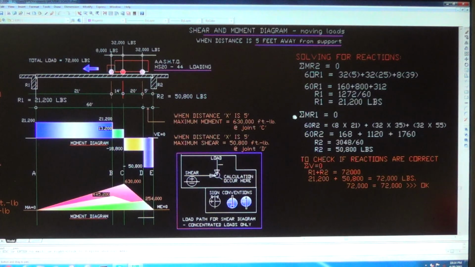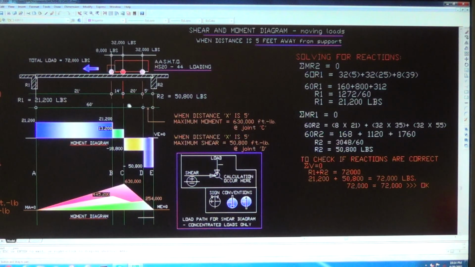First equation, then summation of moment R1 equals 0. This is the most accurate way in solving reactions. Okay, let's go solve for the reactions. To solve reaction 1, you have to take the moment about reaction 2. So summation of moment R2 is equal to 0. The R1 now is going clockwise, and the lever arm for R1 is from here up to here, 60.